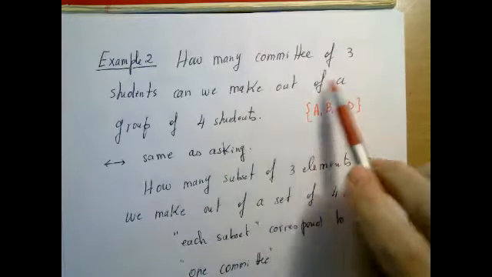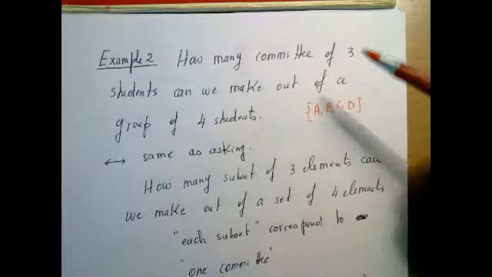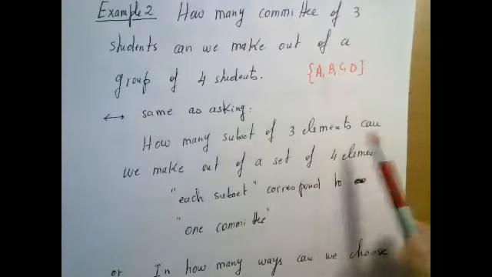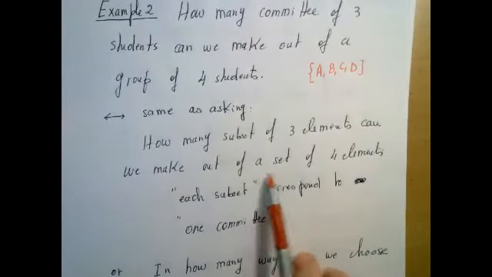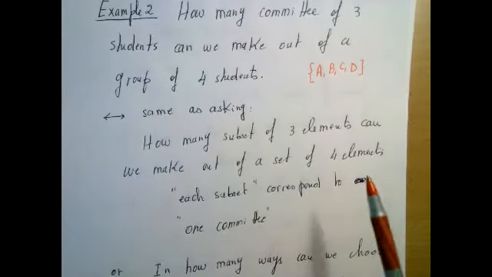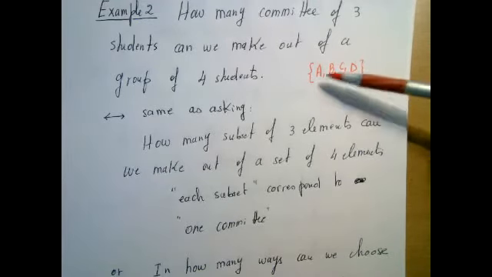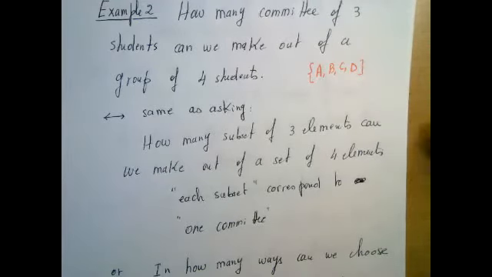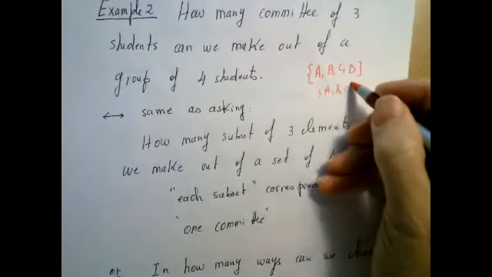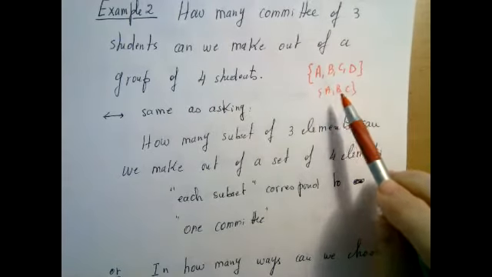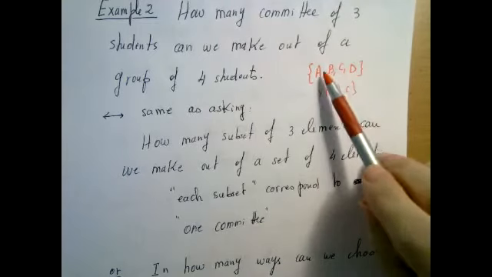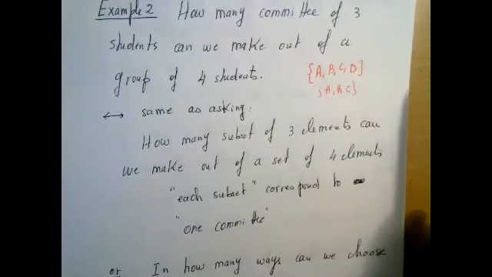And asking how many committees I can make out of different students is basically the same thing as asking how many subsets of 3 elements we can make out of a set of 4 elements, because each subset corresponds to 1 committee. So when I pick A, B, C, it means I'm picking Arnold, Bob, and Kathy. If I pick A, C, D, of course, the scenario is understood.